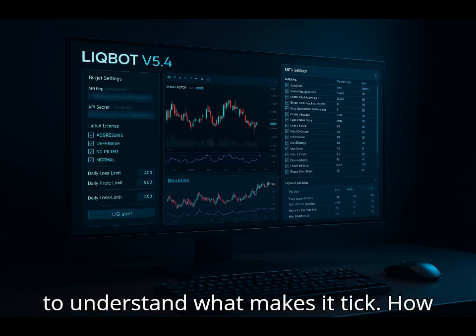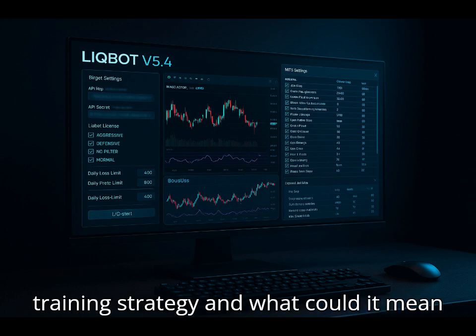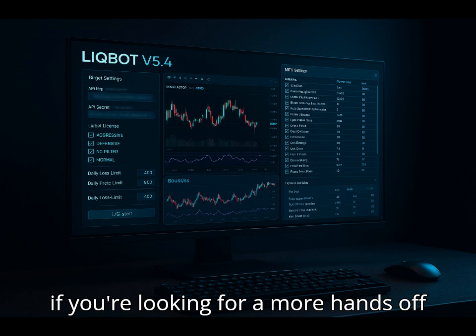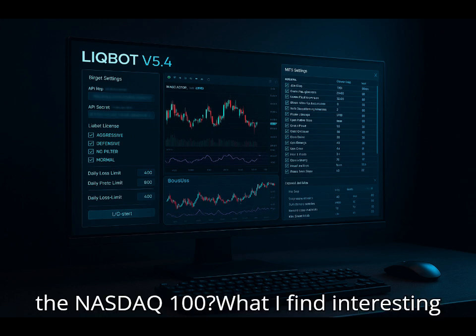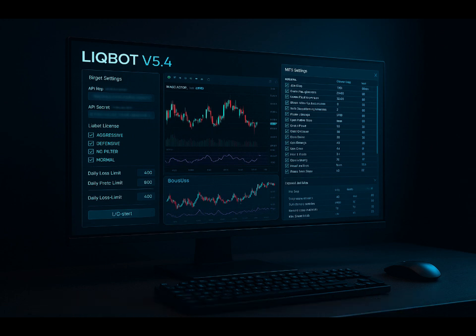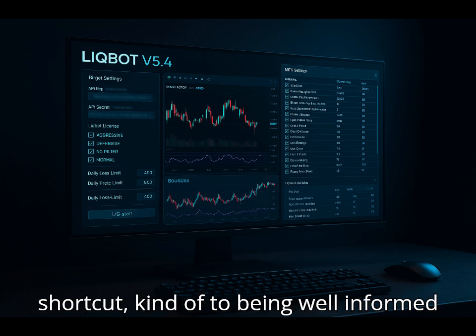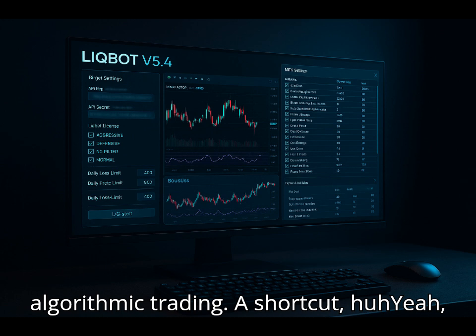And our mission really is to understand what makes it tick. How does it promise to boost your trading strategy? And what could it mean if you're looking for a more hands-off approach in markets like crypto or, say, the Nasdaq Q100? What I find interesting looking at this material is its ambition. It seems to want to offer a genuine shortcut to being well-informed in this super fast-paced world of algorithmic trading.